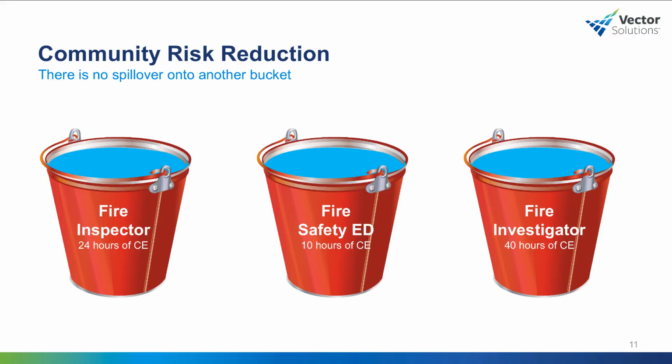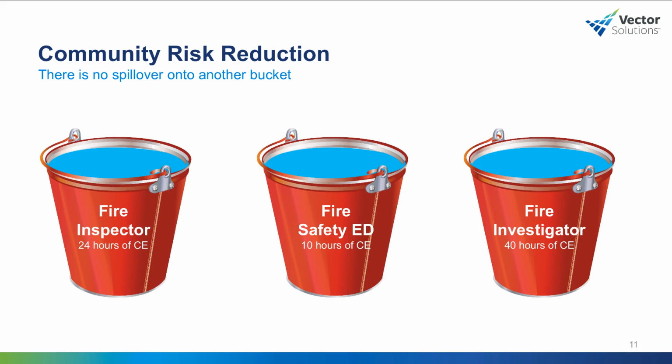And the one key point here is there is no spillover, but also anything that counts in one of these buckets can only count in that bucket. You can't get credit for doing a class and have it count towards your inspector, your life safety educator, and your fire investigator. That translates to the fact that if you are an investigator, an inspector, and a life safety educator, then your total training for the year is going to have to be 74 hours. It's the total of all, because you have to get 10 hours separate, 24 hours separate, and 40 hours separate.